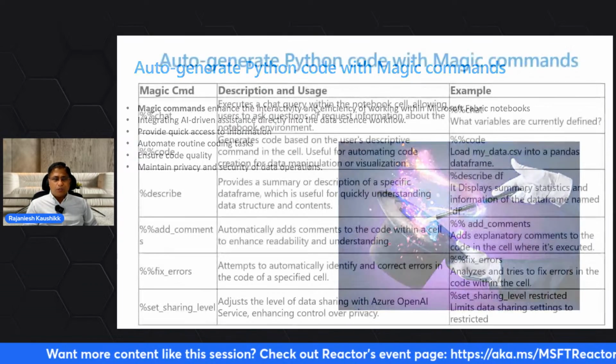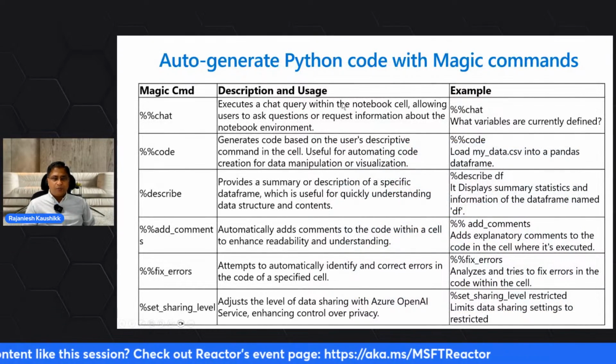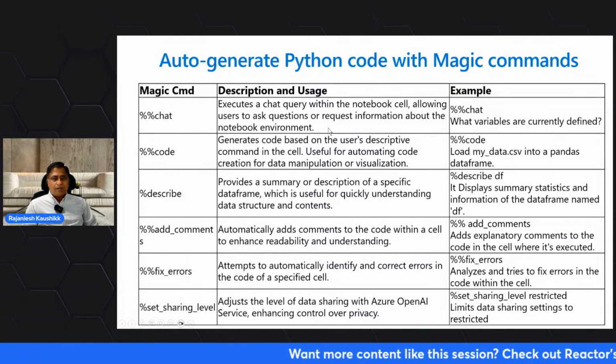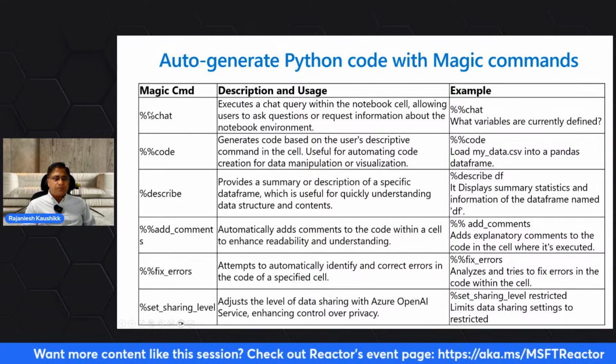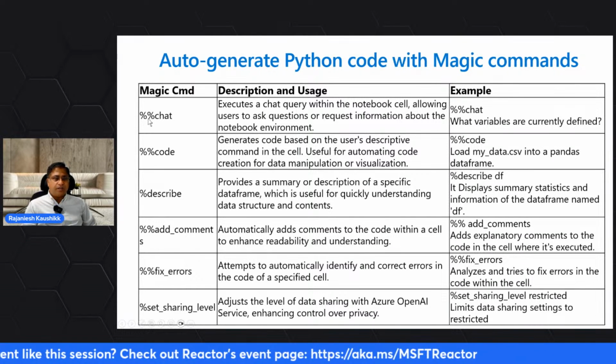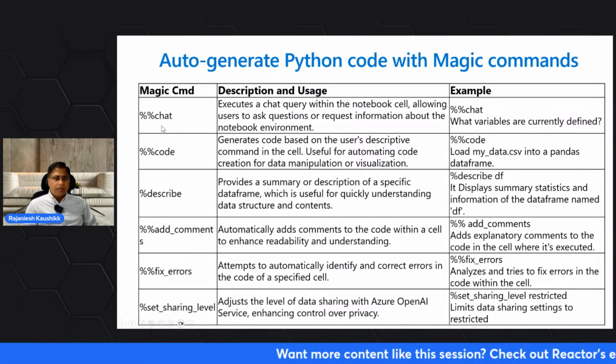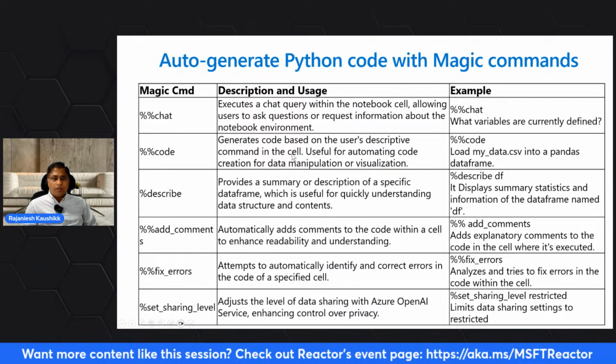Let me show you a couple of magic commands, right? And you don't have to remember these commands, because Microsoft has provided a very nice capability within Fabric where you can just go through these commands. For understanding purposes, I have just kept it here. So first, all the magic commands start with the percentage sign. Some of them start with a double percentage, some of them start with one percent. And the command names themselves are very easy, like percentage code. It will generate the code for you.